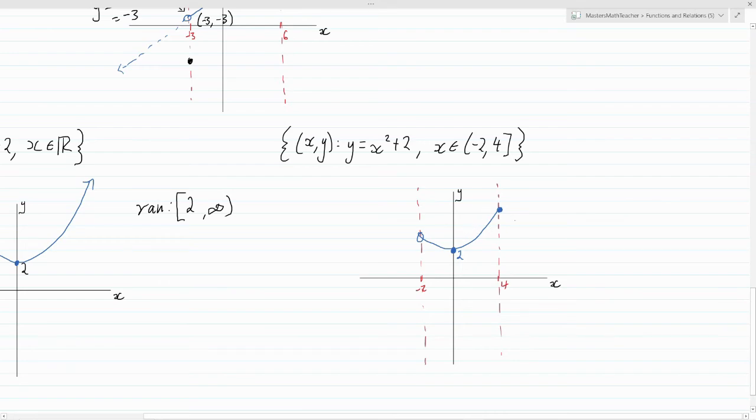So let's have a look. What is the highest y value? Now we can actually see that it's right up here, okay, at x equals 4. How do we find out what the highest y value is at x equals 4? Well, we plug it in. Y equals 4 squared plus 2. That's 16 plus 2. So y equals 18. So we've got the coordinate, or the ordered pair, at 4, 18.